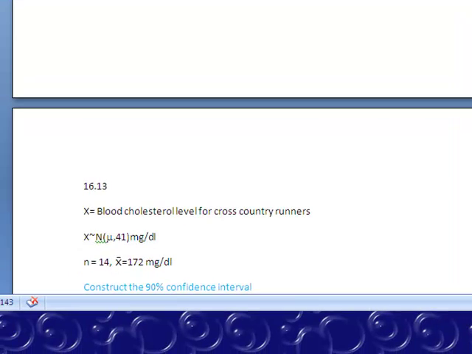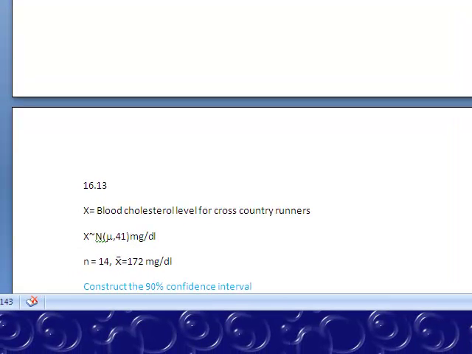Here we have that our variable is the blood cholesterol level for cross-country runners. They said that it had the same standard deviation as men between 20 and 34 years old. So its distribution looks like it's normal with a mean of mu and a standard deviation of 41. Now we're going to take a sample of size 14. We get a sample mean of 172 milligrams per deciliter. That means we're looking at a sampling distribution of the mean where it's normally distributed with a mean, that's what we're going to try to estimate, and the standard error of 41 divided by the square root of 14.